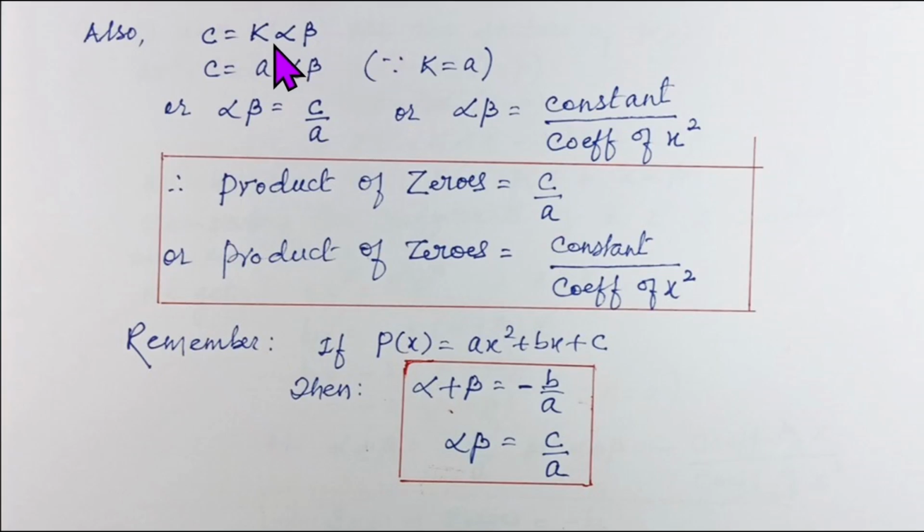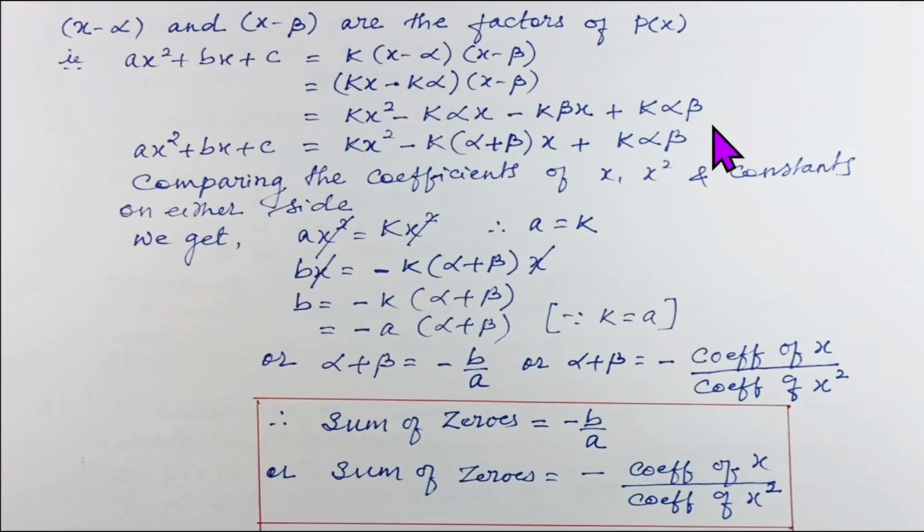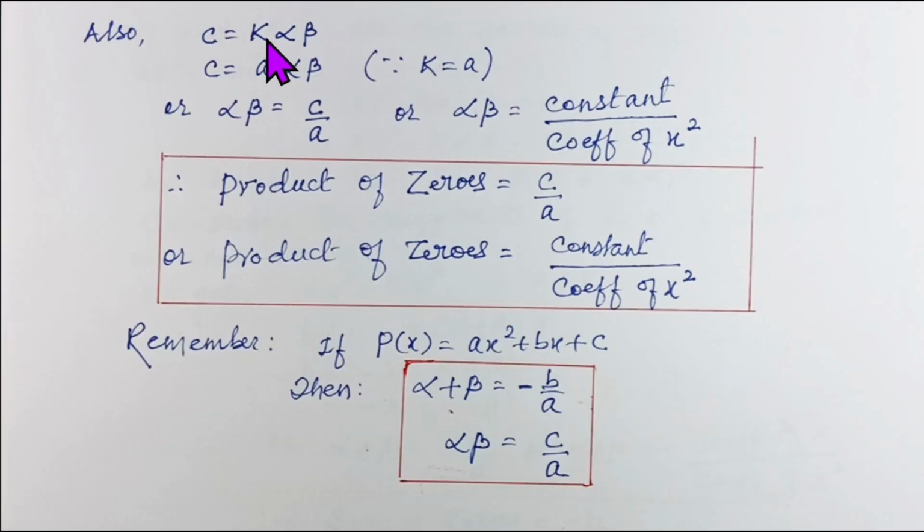Now, the second important relation is by taking c is equal to k alpha beta. Now, why is c equal to k alpha beta here? We can compare c and k alpha beta, therefore c is equal to k alpha beta. Now, we can replace k by a because we know that k is equal to a, so c is equal to a alpha beta, or alpha beta is equal to c by a, or alpha beta is equal to constant upon coefficient of x squared.